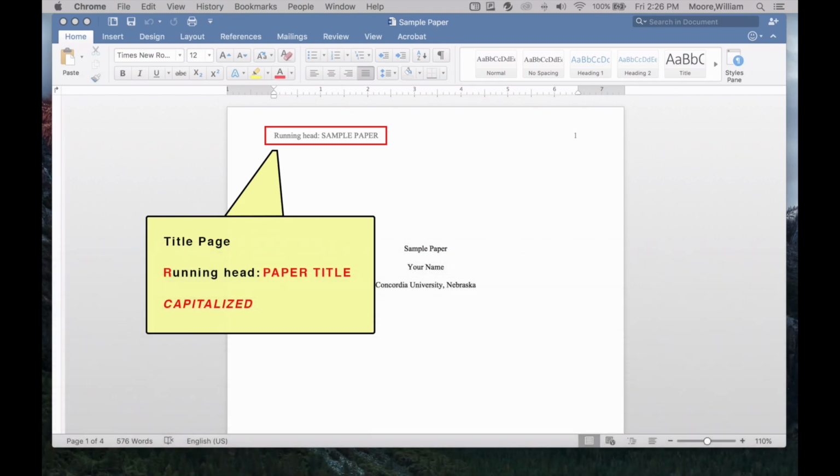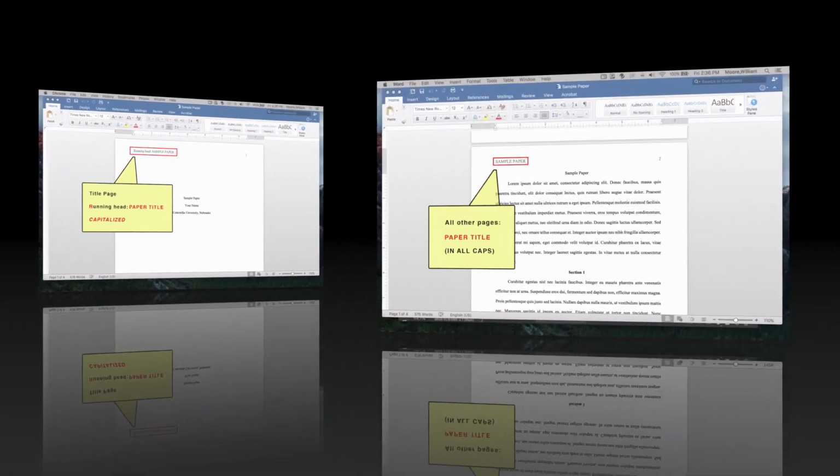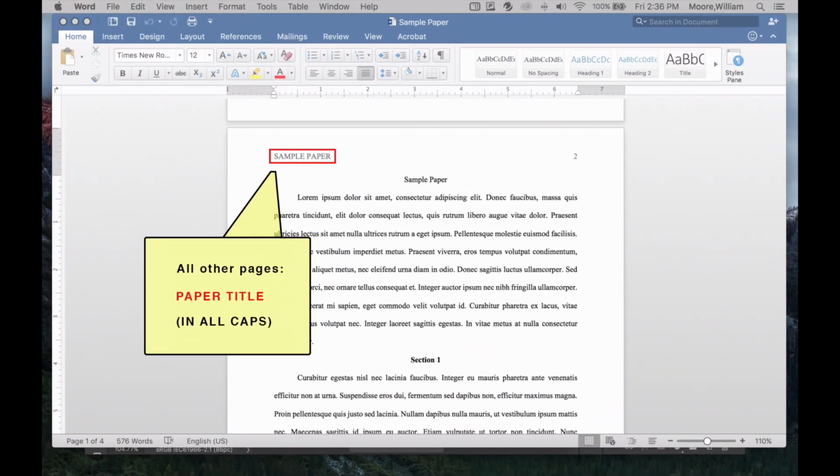Only the first page has the words Running head: without all caps. Notice the R is capitalized, but the H is not. The running head is an abbreviated version of your title in all caps and should be no more than 50 characters long. The second page needs to include only the text after the colon in all caps.